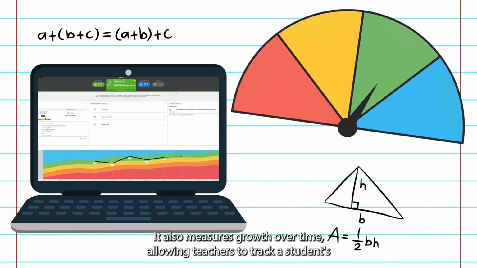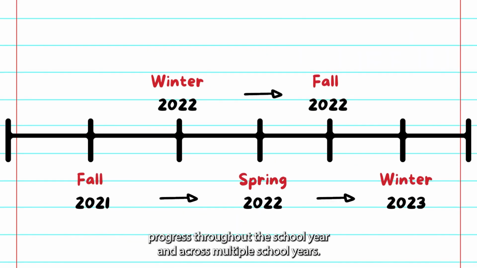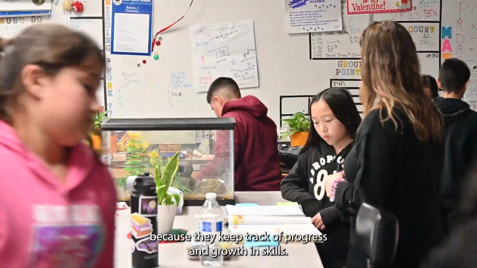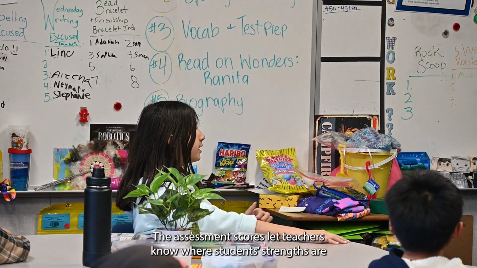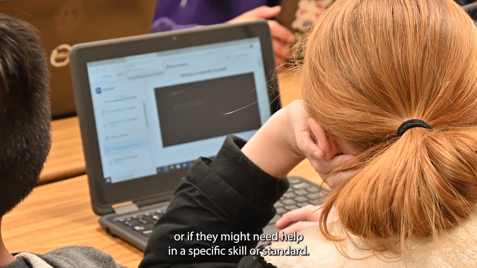MAP Growth uses a RIT scale to accurately measure what students know, regardless of their grade level. It also measures growth over time, allowing teachers to track a student's progress throughout the school year and across multiple school years. MAP tests are important to teachers because they keep track of progress and growth in skills. The assessment scores let teachers know where students' strengths are or if they might need help in a specific skill or standard.